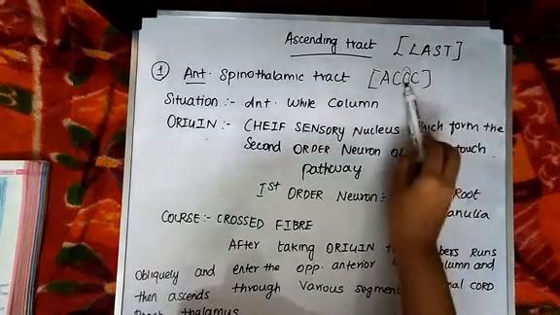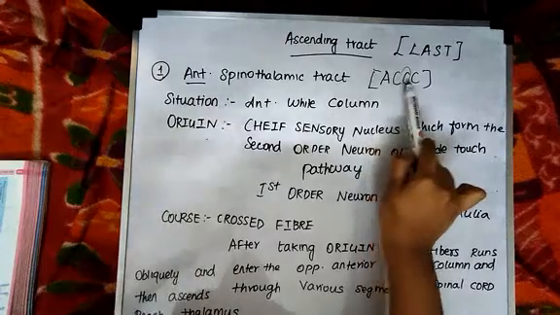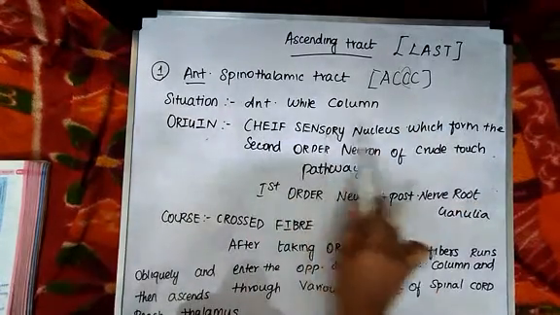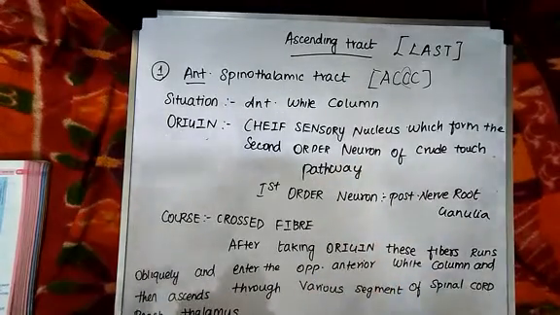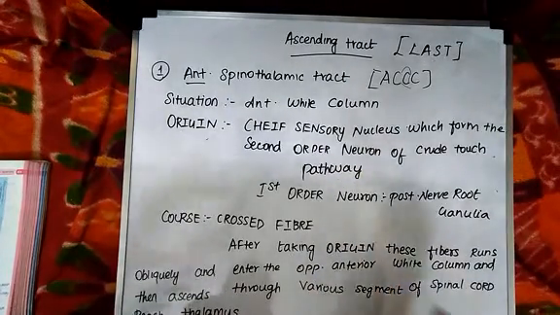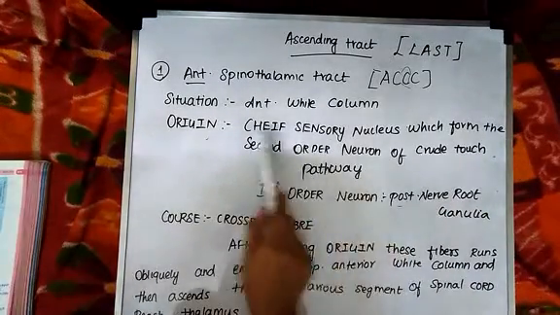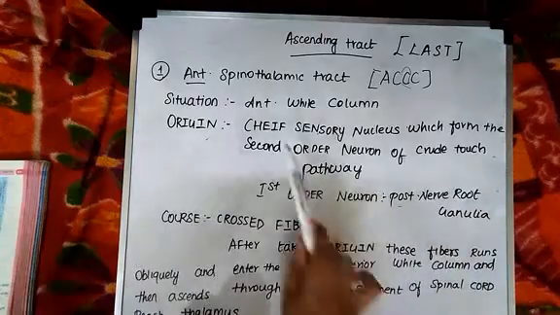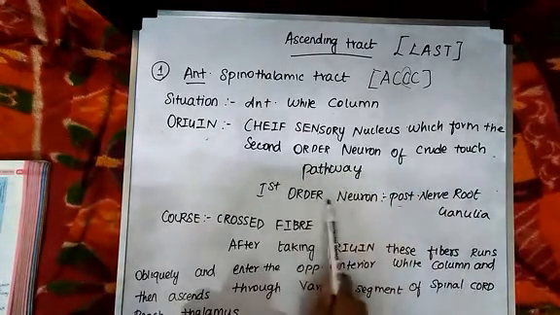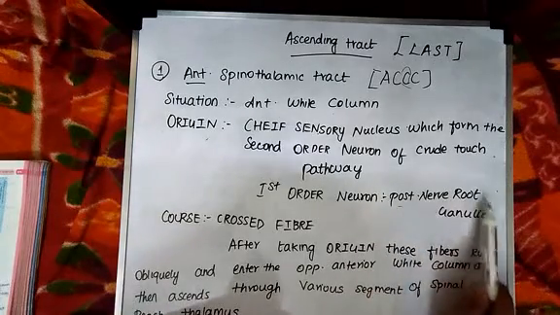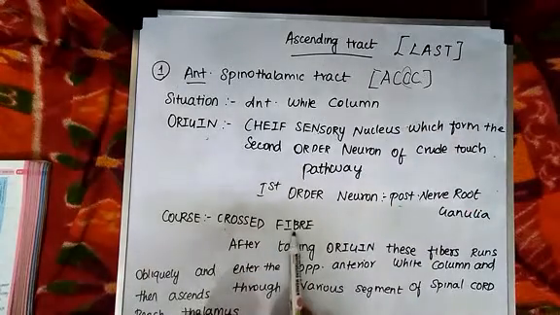Now remember, this is for chief sensory nucleus and this is for crude touch pathway. The chief sensory nucleus forms the second order neuron. I already said the first order neuron is in the posterior root ganglion, and the second order neuron is in the posterior grey horn. So the chief sensory nucleus forms the second order neuron of the crude touch pathway. The first order neuron is in the posterior nerve root ganglia. The last C is very important. It stands for crossed fibers.